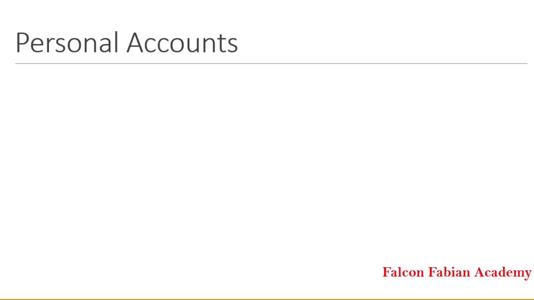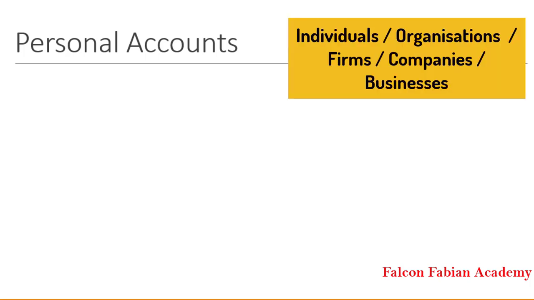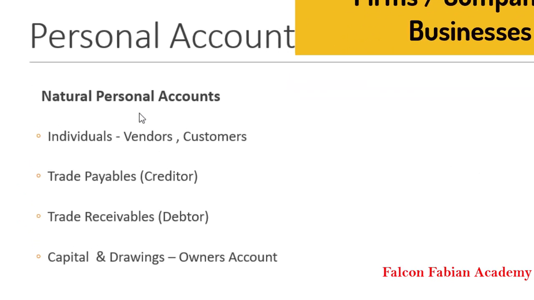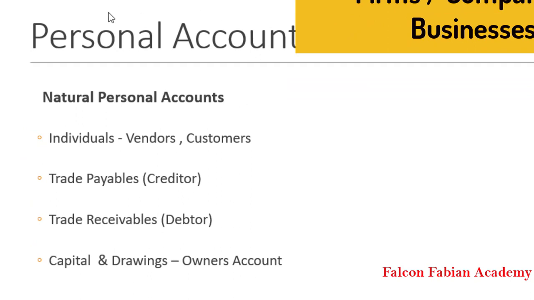Well, personal accounts include accounts of all individuals, organizations, firms, companies, or any form of business. So let's understand this in even more detail. Under personal account, all the accounts of natural persons would be included and the rule for personal account is going to be applied to them. Now what do I mean by natural person? By natural person I mean the accounts of human beings.